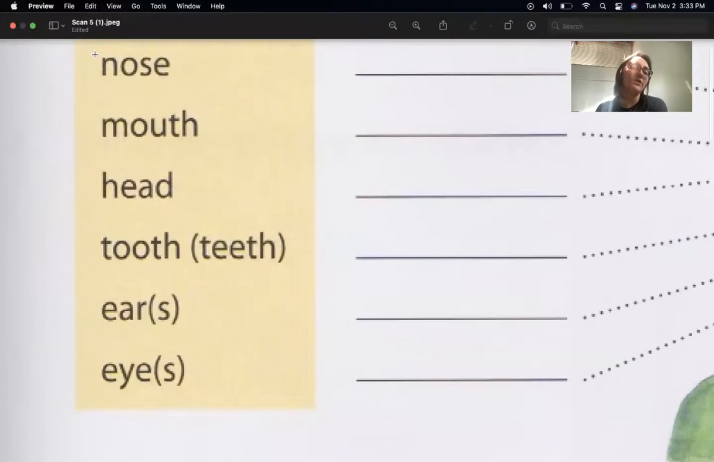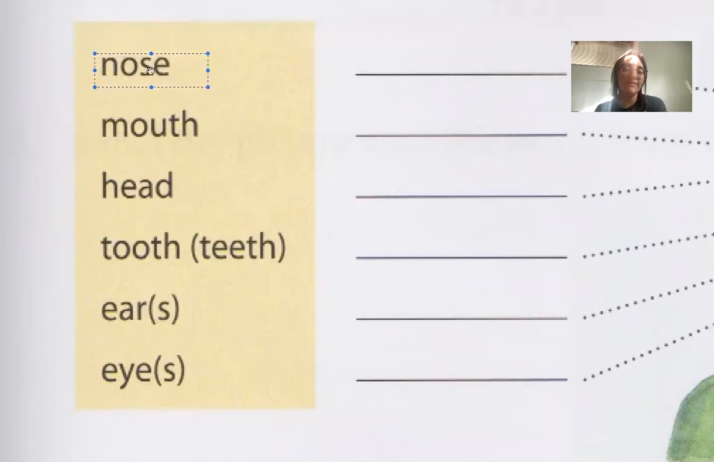So we have nose, right? We're going to go from here down. So we have nose, mouth, head, tooth, teeth, ear. And when it has this little parentheses, it means that you can either say ear or ears if you need to. And then we have eye, or you can say eyes.